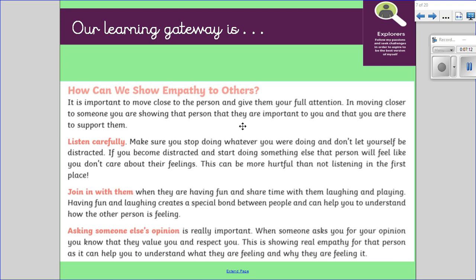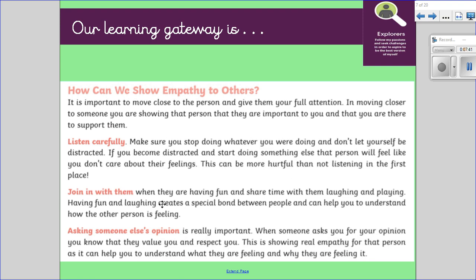It is important to move close to the person and give them your full attention. In moving closer to someone, you are showing that person that they are important to you and that you are there to support them. You are giving them your undivided attention, aren't you? So listening carefully. Make sure you stop doing whatever you were doing and don't let yourself be distracted. If you become distracted and start doing something else, that person is going to feel like you don't care about their feelings. And this can be more hurtful than not listening in the first place.